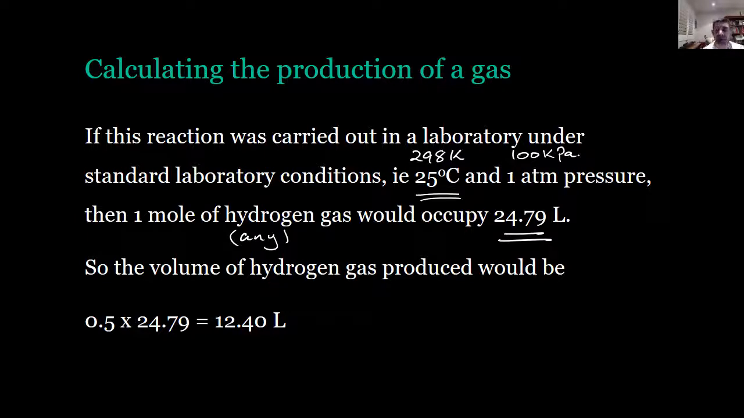The mole ratios are going to be consistent. That goes back to Gay-Lussac's law. So 1 mole of any gas is going to occupy 24.79 litres. What that means is if we have half a mole of hydrogen gas, it's only going to occupy half of that volume, which is, rounding, 12.40 litres. So that is to say we would have 12.40 litres of hydrogen gas produced.